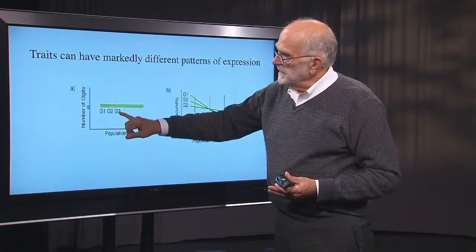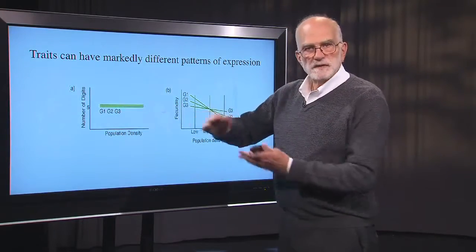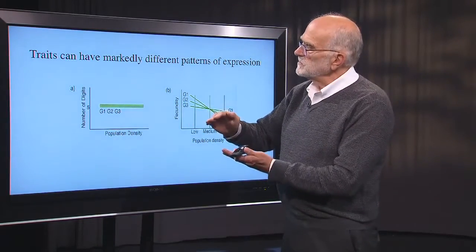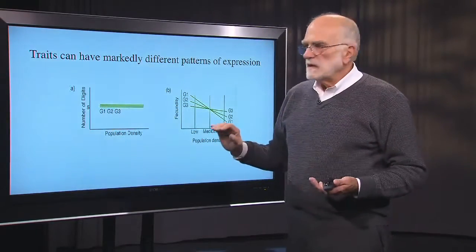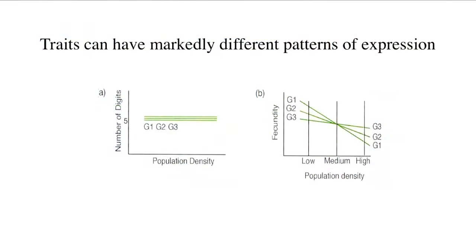Here are three different genotypes. The lines have been separated just so that you can see that there are three different genotypes. In fact, they're all lying exactly on 5. The number of digits is not varying with population density.